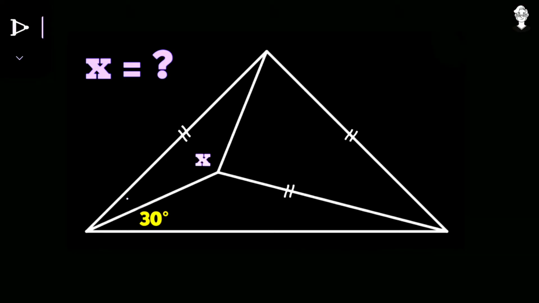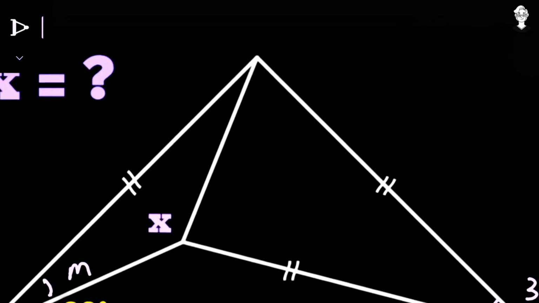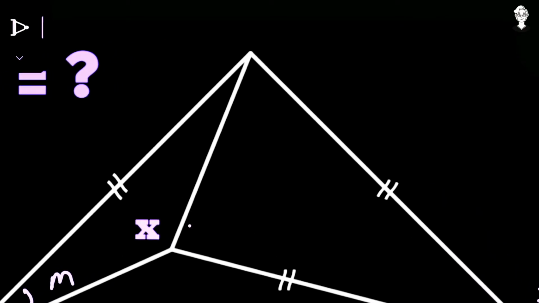So first of all, we will take this missing angle as some variable m. If that angle is taken as m, this complete angle becomes 30 plus m. In this biggest triangle, this side equals this side, so their base angles are also going to be equal. One of them is 30 plus m, so the other is also going to be 30 plus m. Now in this particular triangle also, this side equals that side, so their base angles are equal. Let us have them as variable y and y.